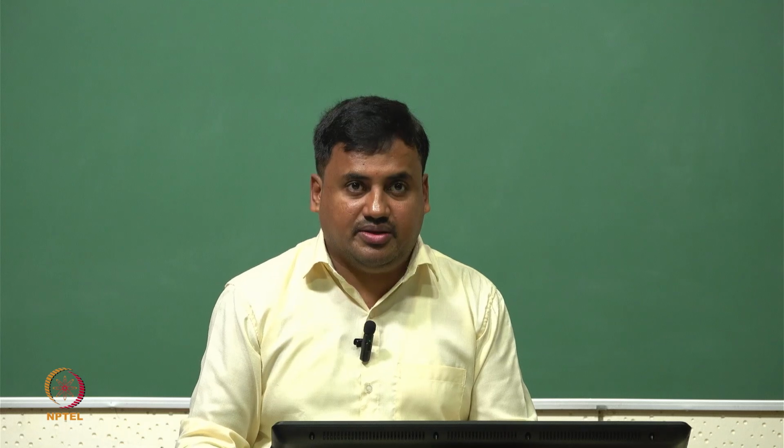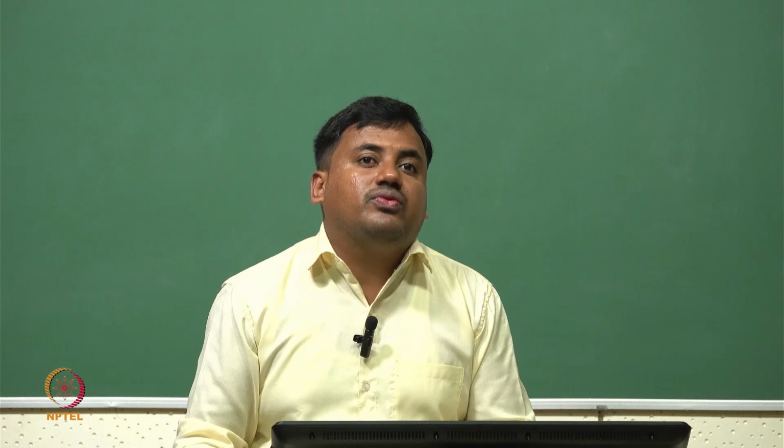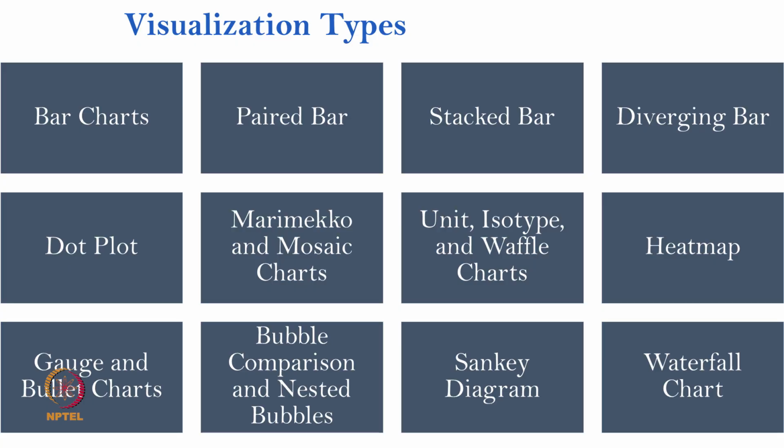There are a number of types of visualization under these categories, like bar charts, pie charts, stacked bar, diverging bar, dot plot, Marimekko and Mosaic charts, unit, isotype, waffle charts, heat map, gauge charts and bullet charts, bubble comparisons, and also Sankey and Waterfall charts.